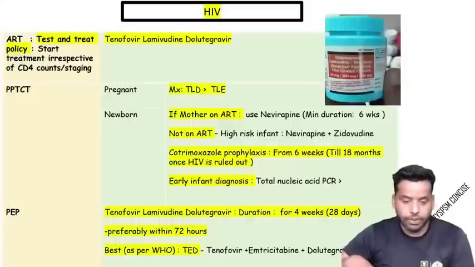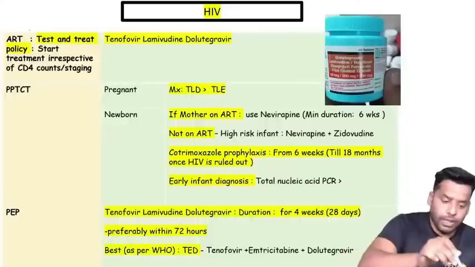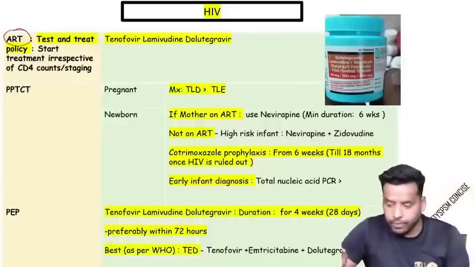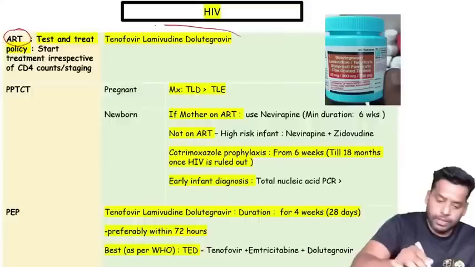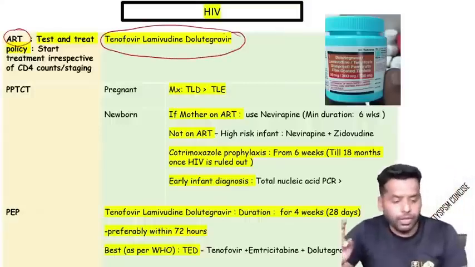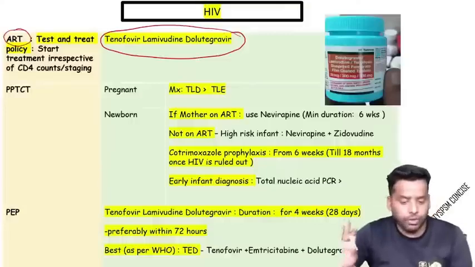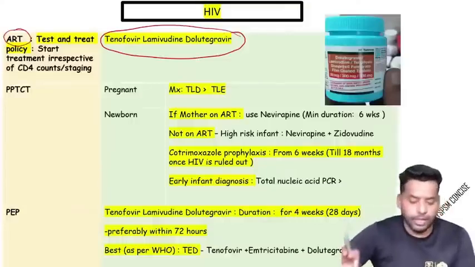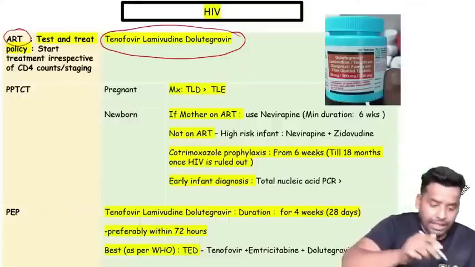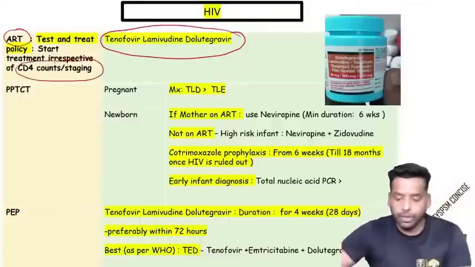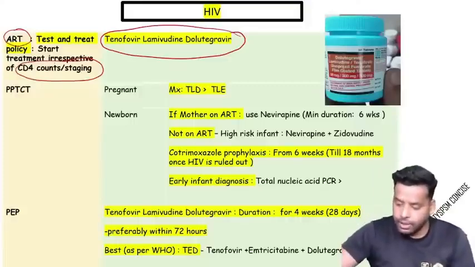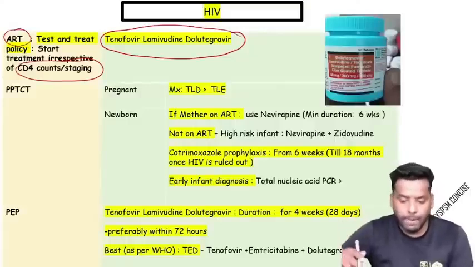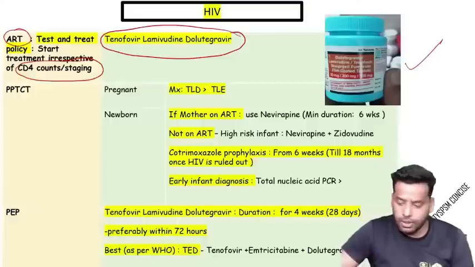HIV. So remember this. ERT, that is the test and treat policy. All HIV patients will be started on treatment irrespective of clinical staging, irrespective of CD4 count. No need to do baseline CD4 counts, and clinical staging is not necessary. What is the combination used for HIV treatment? It is a fixed dose combination. One tablet has all the drugs together. What is that combination called?